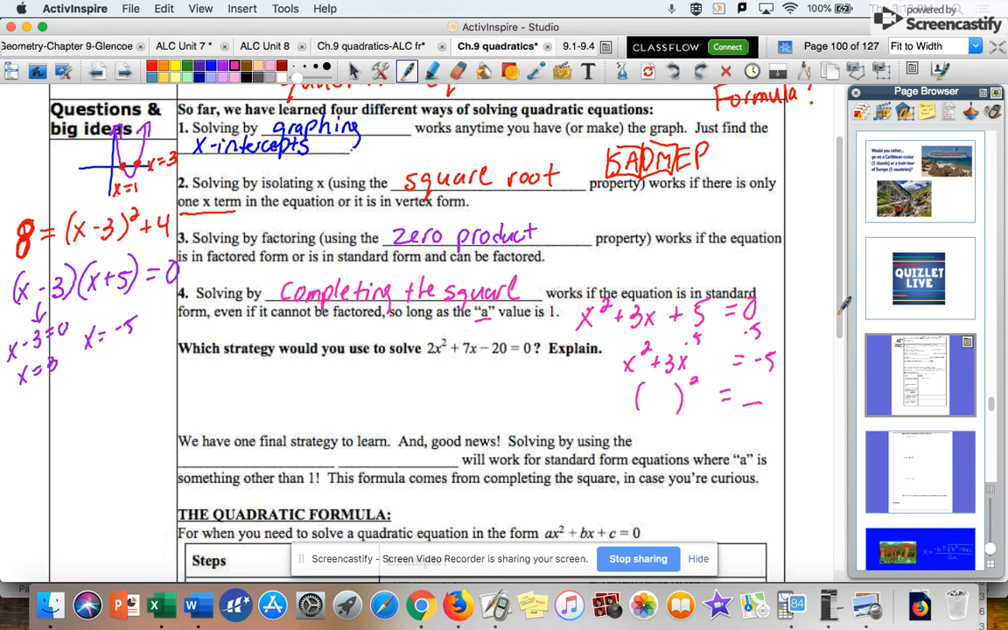So our last strategy is going to be related to, okay, well, what happens when you have an equation that's in general form, but that a value is bigger than 1, so it's 2 in this case. We can't really factor out that 2. Really the only method of the methods that we talked about is we could graph it.